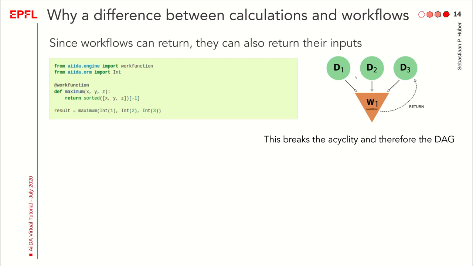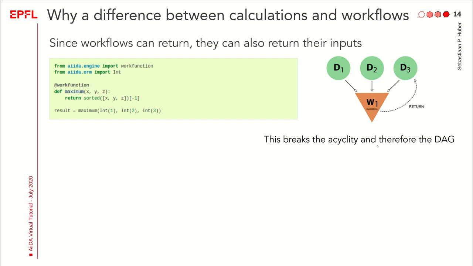We see here the work function maximum with the 3 inputs, and it returns one of its own inputs. And now you see there is a cycle. And so this breaks the acyclicity of the provenance graph, and so it is no longer a DAG. At this point, this is a choice that we made as developers for AiiDA, and we wanted to keep the DAG for the data provenance.